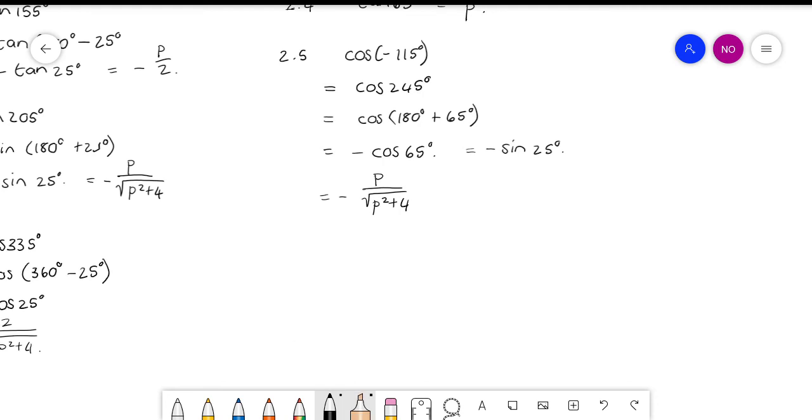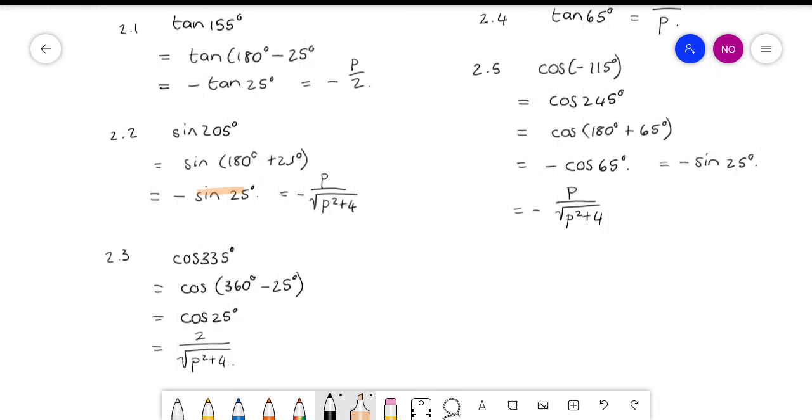Ek wil sommer net gou vir julle wys. Sien julle? Sin van 25 gee vir jou dit. En cos van 65 gee vir jou dit. Want ons het mos gesê, daai twee goed is gelyk aan mekaar. Those two things are equal to one another. So the sine changes to a cos, or the cos changes to a sine, if you are working with the co-function. So do you see that you get the same answer, regardless of which one of the two you use?